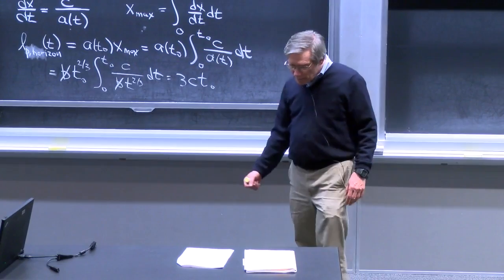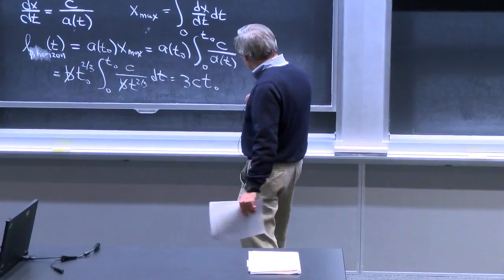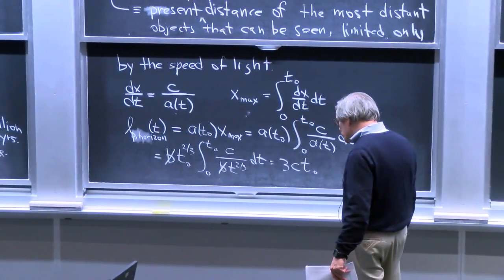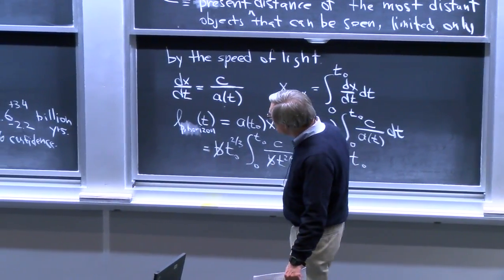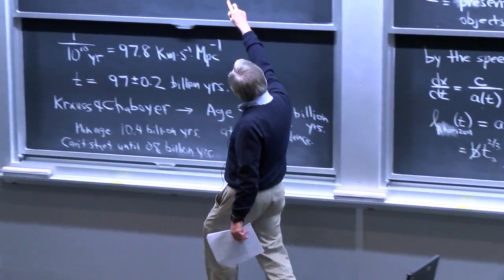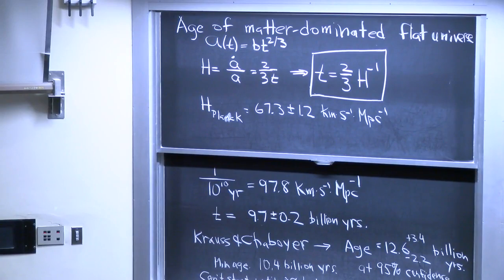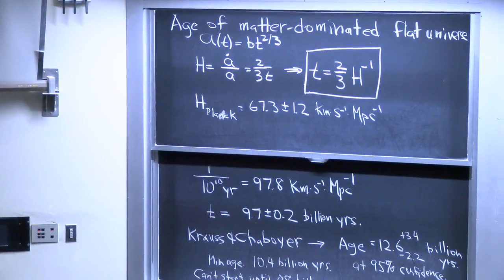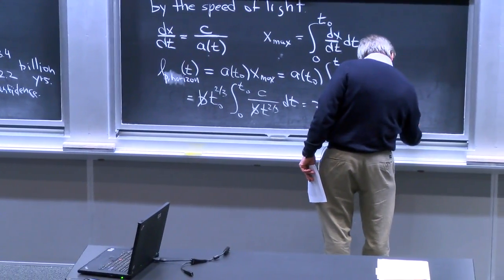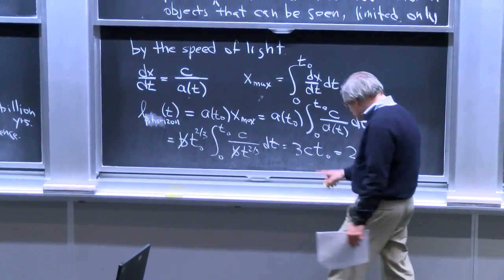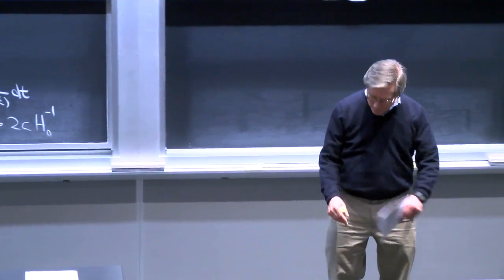And it's a full factor of 3. So that is the horizon distance for a flat, matter-dominated universe. We can also, since we know how to relate t sub 0 to the Hubble expansion rate, express the horizon distance in terms of the Hubble expansion rate by just doing that substitution. So this then becomes 2 times c times the current Hubble expansion rate inverse. So these are both valid expressions for the horizon distance in this particular model universe.